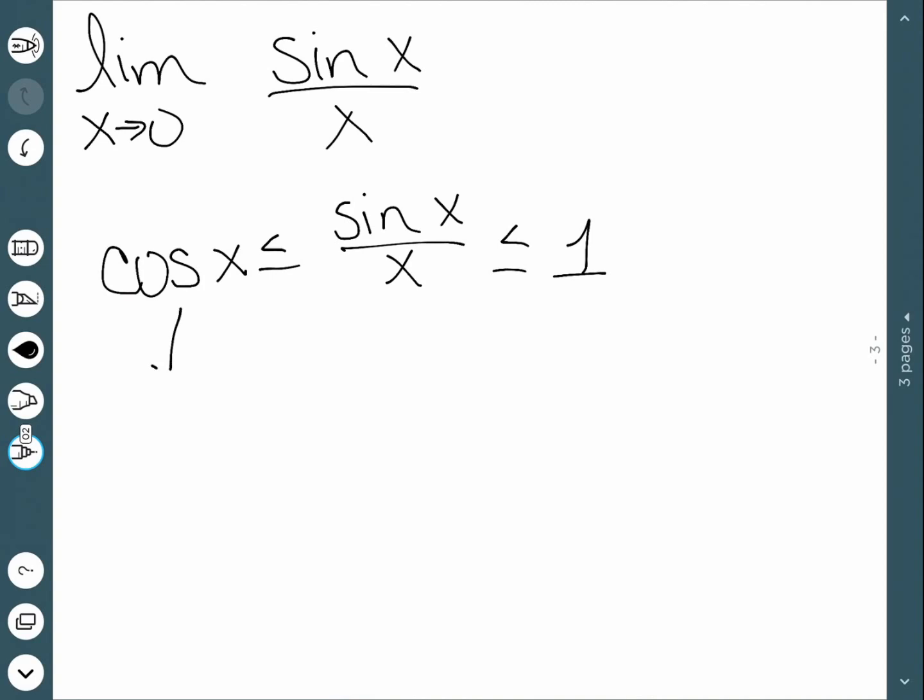Well, cosine of 0 is 1, sorry. The limit as x approaches 0 of 1 is 1, so our squeeze theorem says that this limit has to be equal to 1. And this is a very fundamental limit in calculus. The limit as x goes to 0 of sine x over x equals 1. So in our next couple of examples, we're going to demonstrate some different ways to use this.